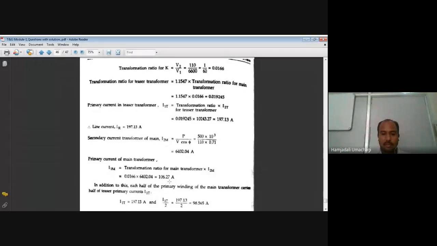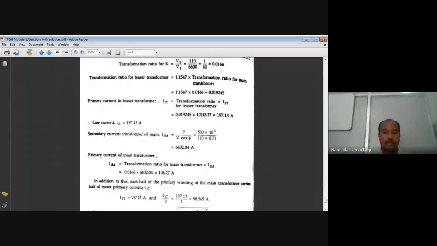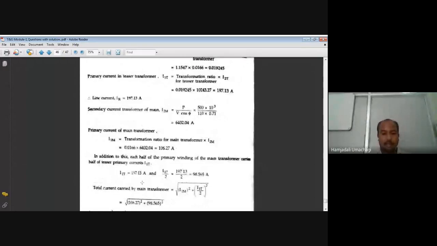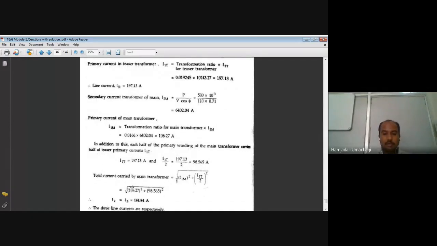Then let us calculate IY and IB. The current through phase Y and the current through phase B will be the same, and the formula for that will be the square root of I1m whole square plus I1t by 2 whole square. So calculate the value of I1t by 2. I1t we have already calculated as 197.13. Take its half, then it will be 98.565 ampere.